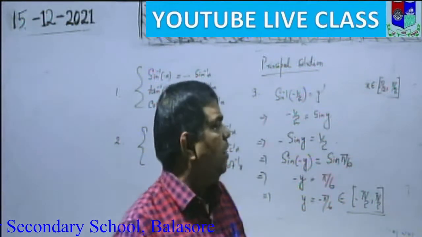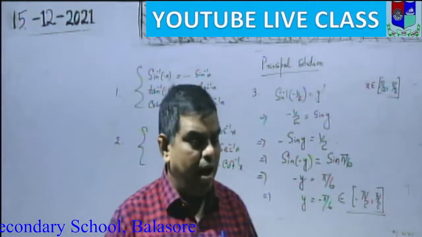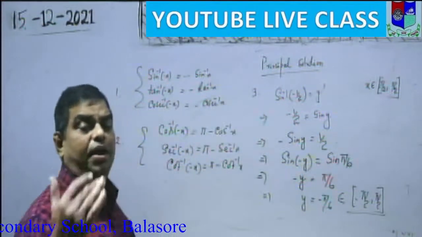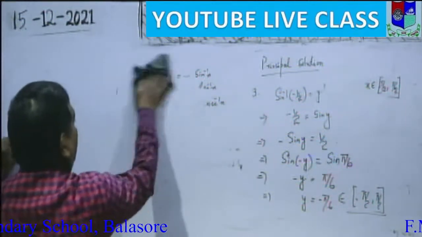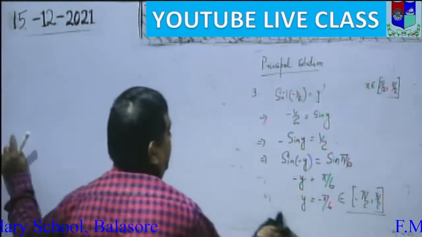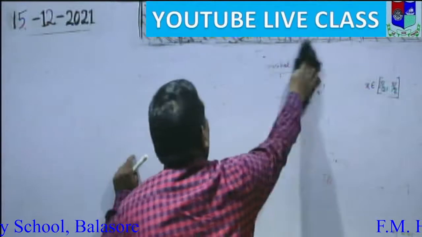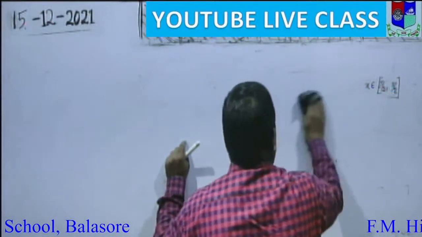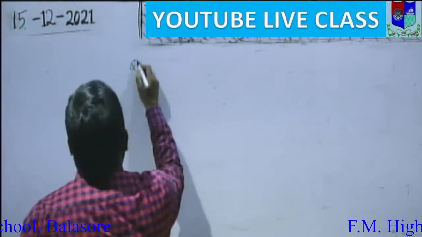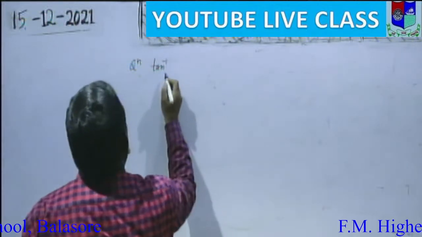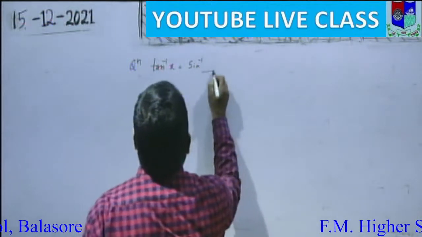Hence we can conclude and we can find the value of other trigonometry values. How can we convert from one inverse trigonometry to another inverse trigonometry? Conversion of tan inverse x is equal to sin inverse of what? Question: tan inverse x is equal to sin inverse of what?